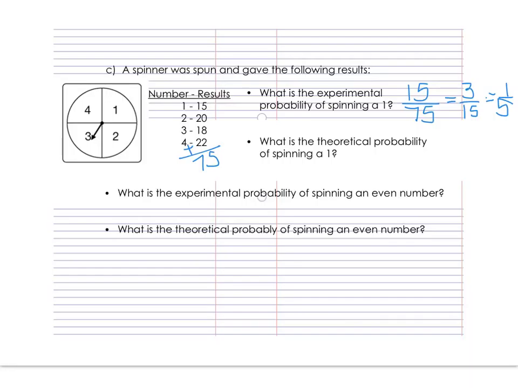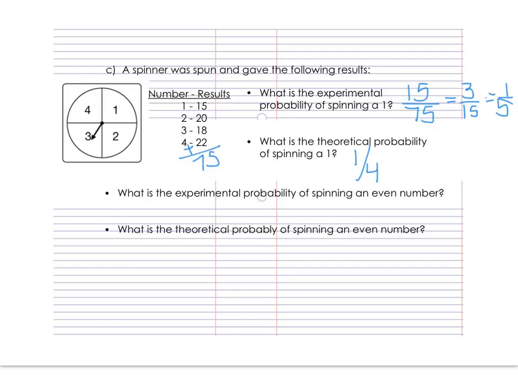In a perfect world, I would expect to get a 1 one time out of the 4 possible ways that that spinner could land. Again, perfect world, this other one, so this is perfect world, this is what actually happened. Close, but again, not exactly the same.